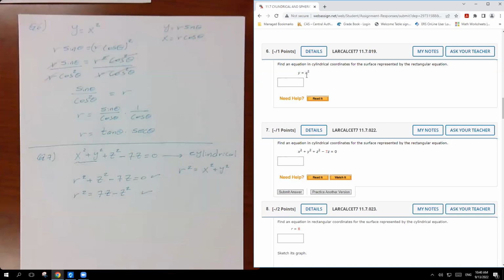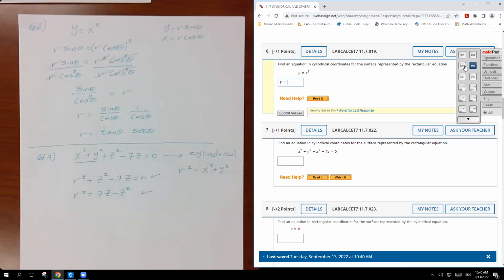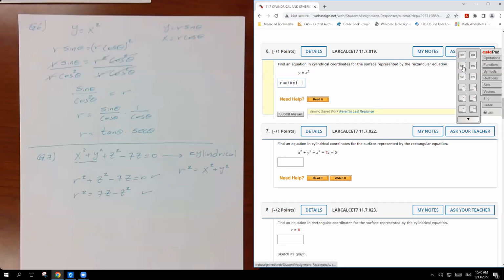I forgot to check this one here. So which is r equals, not sine, tangent theta. I'm going to find the theta with the symbols, close the parentheses, and secant.